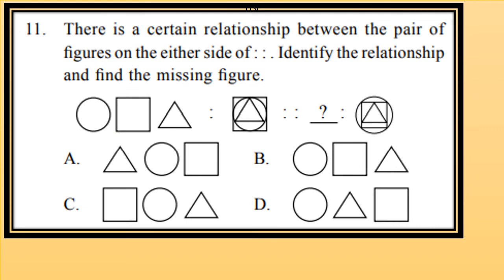There is a certain relationship between the pair of figures on either side of the proportion symbol. Identify the relationship and find the missing figure. Now one set is complete and in one set one relationship is missing. You have to choose from A, B, C, D which relationship will come in place of the question mark. Now it's an easy one, you can try yourself. You can see the answer at the end of the video.